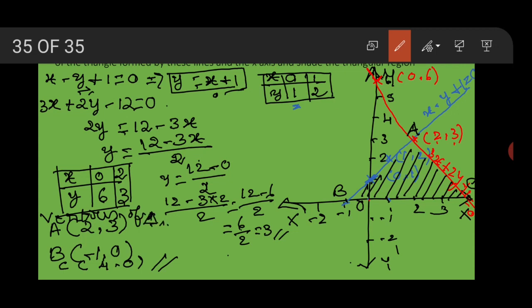So if you want, write down here. Therefore the vertices of the triangle are A (2, 3), B (-1, 0), C (4, 0). Right? Did you get this?